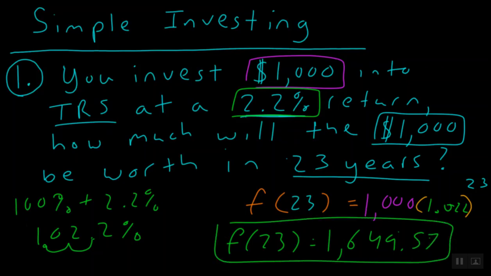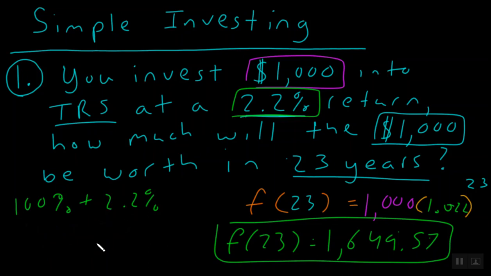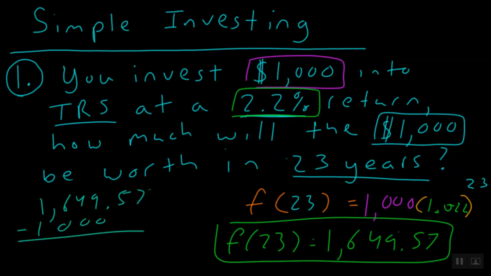Now, you want to ask yourself, is that a good investment? The way you'll do that is you'll think, okay, I invested back then and now it's worth this much. And the question you should always ask is, how much money did you make? Well, that's pretty easy. All we have to do is $1,649.57 minus our original $1,000, and we'll see that over that 23-year time period, we made $649.57.